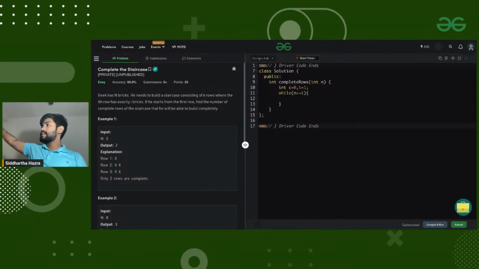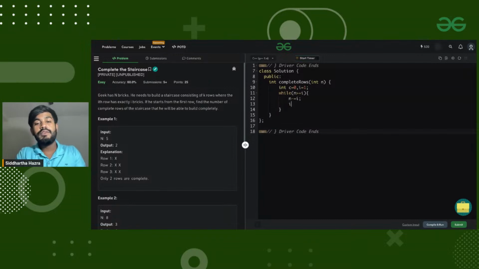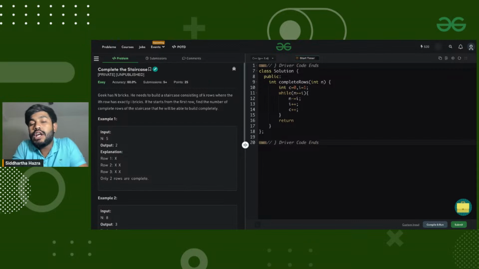Like this house would require 10 bricks. Okay, so as long as I have more than or equal to 10 bricks, I will continue doing that. So n minus equals i. If we have the power, then we would increment. Why? Because first we need to subtract 1, then 2, then 3, so i would increase, and at each successful subtraction we would increase the counter, and then at the end where we are not able to subtract anymore, we would return c.